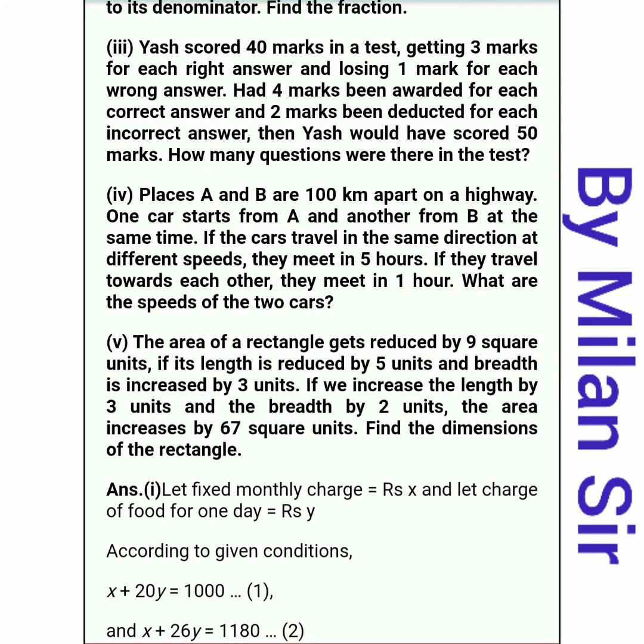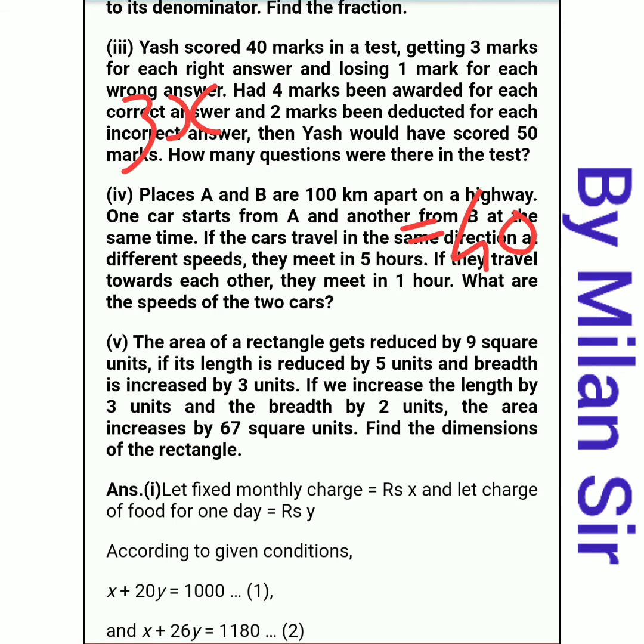Now we need to form our two equations. So read the first line. Yash scored 40 marks in a test, getting 3 marks for each right answer and losing 1 mark for each wrong answer. So Yash's score is equal to 40. So the total score is 40. Then 3 marks for each right answer, and the total number of right answers is equal to x. So total marks 3x, that is 3 into the number of correct answers, where the number of correct answers is equal to x.